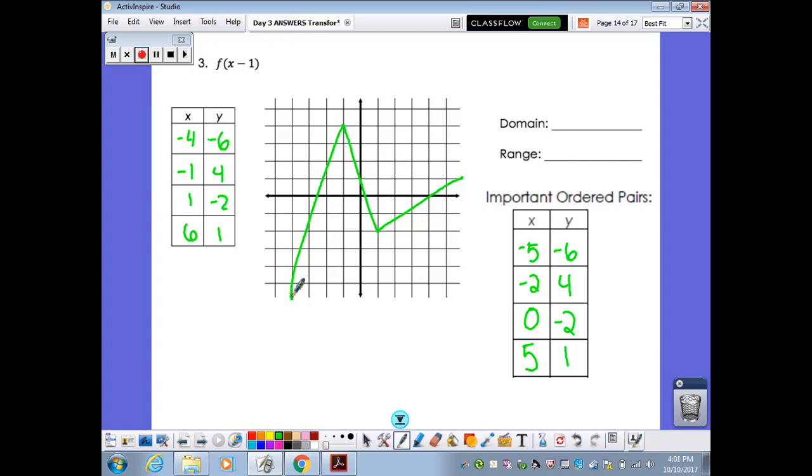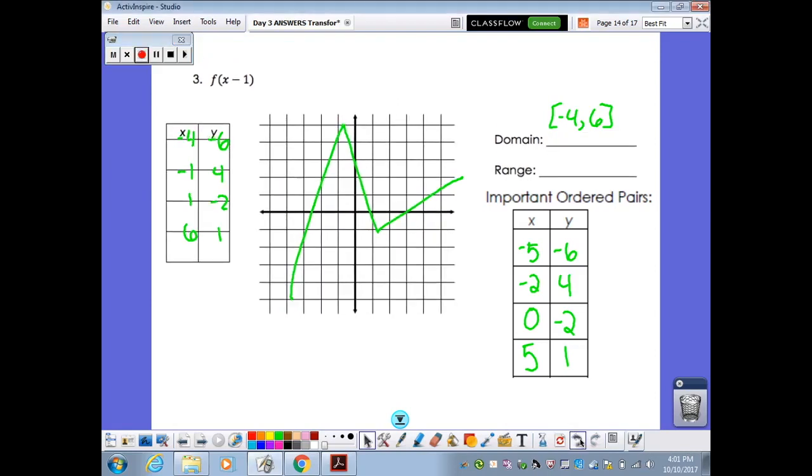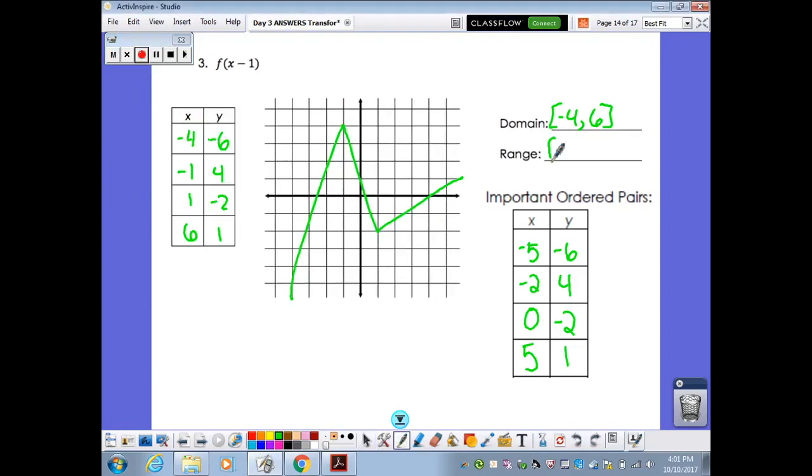Now, we know our domain is going to all be shifted 1 to the right. Our range is still negative 6 to 4. Now let's move on to the next problem.